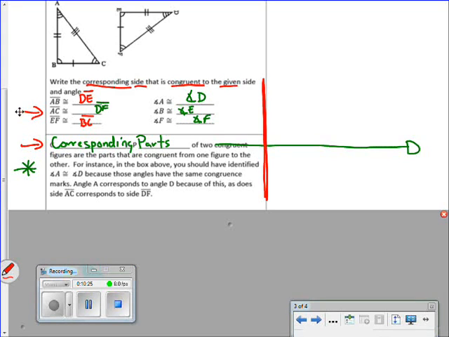Corresponding parts of congruent figures, right? So we just kind of talked about corresponding parts there just above us. Okay? Corresponding parts of congruent figures are the parts that are congruent from one figure to the other. For instance, in the box above, you should have identified A is congruent to D because those angles have the same congruence marks. Angle A corresponds to angle D because of this, as does the side AC corresponds to DF. Now, if that just flew through the window for you, put me on pause, read that very carefully, analyze with the drawing above, and when you feel like you've got that, then you move on.